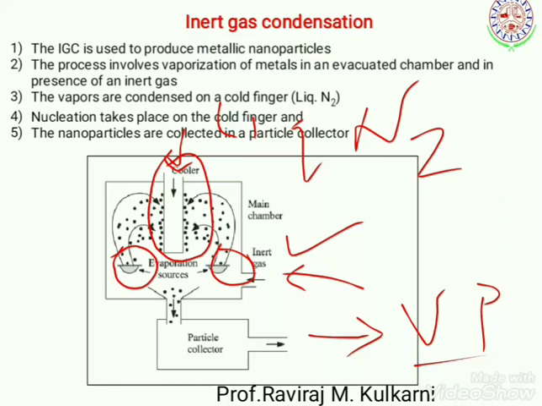The inert gas condensation method is used for the preparation of different metallic nanoparticles such as manganese, iron, cobalt, nickel, zinc and molybdenum nanoparticles. It can also be used to prepare metal alloy nanoparticles such as iron-nickel or iron-copper alloys.